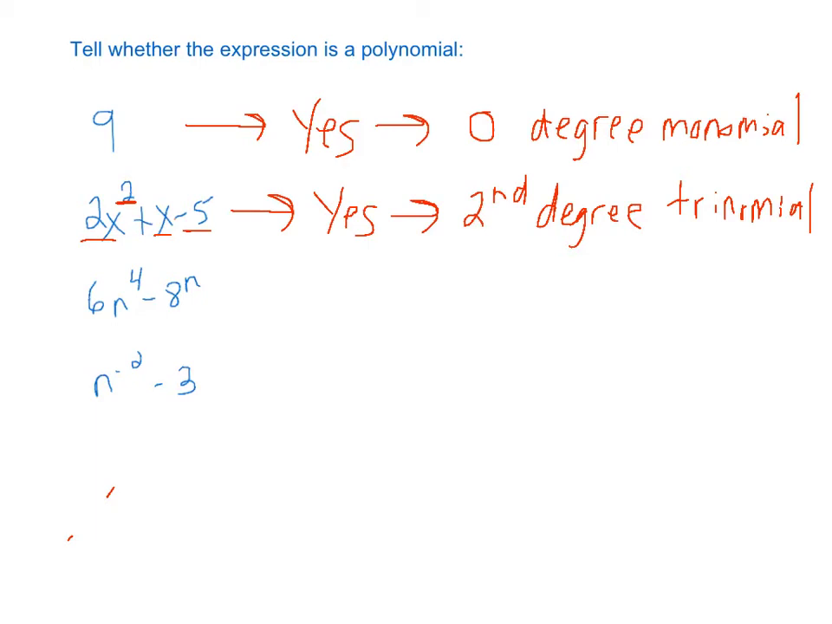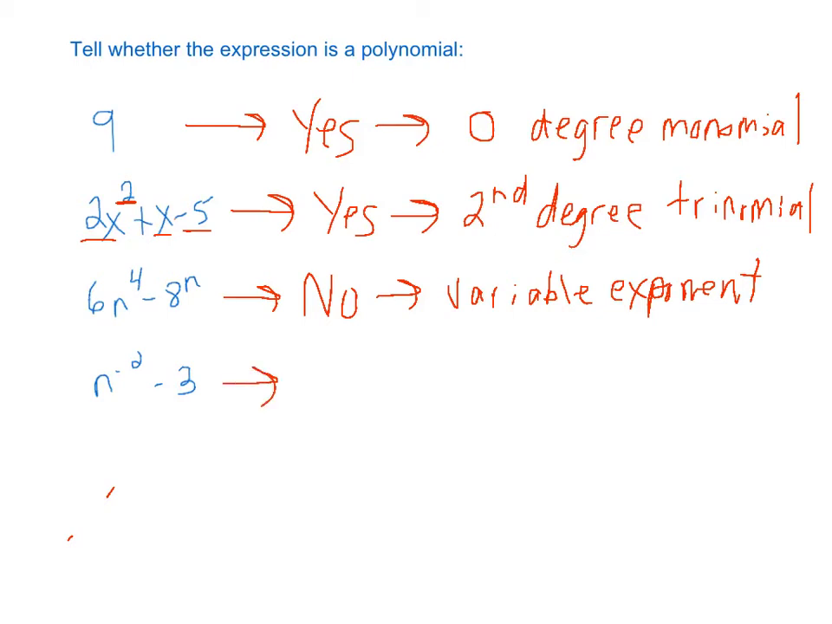Looking at 6n to the fourth minus 8 to the n, no, it's not a polynomial because we have a variable exponent. Looking at this one down here, n to the negative 2 minus 3, this is no because we have a negative exponent.